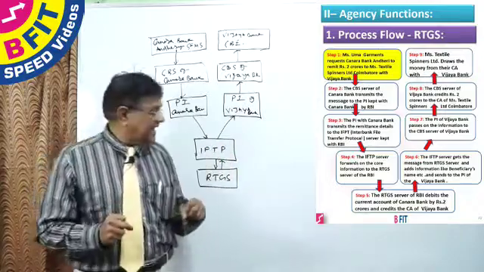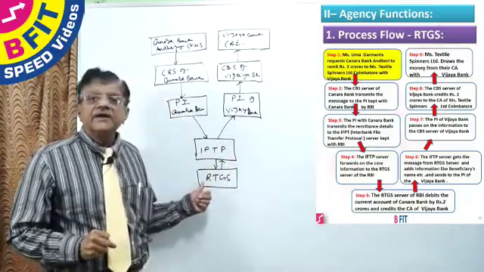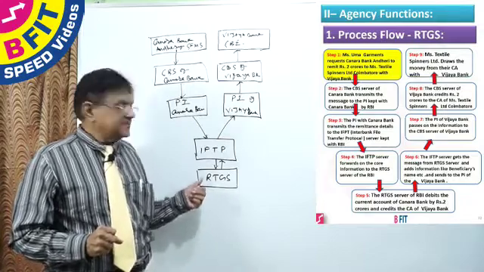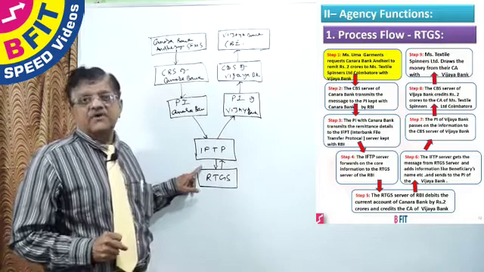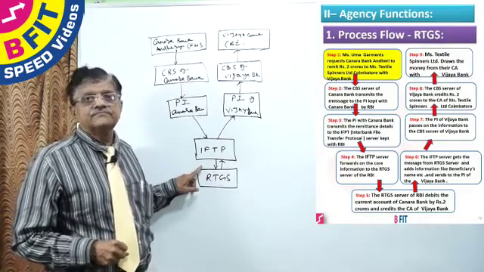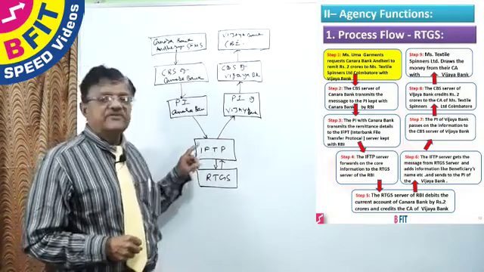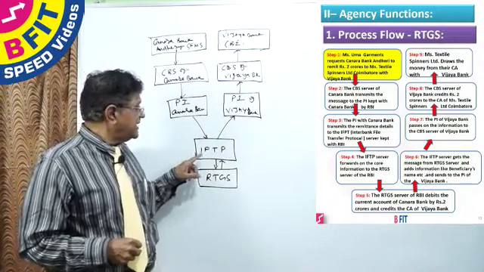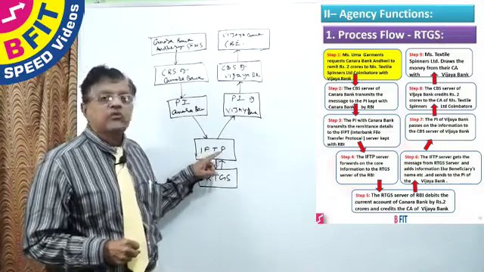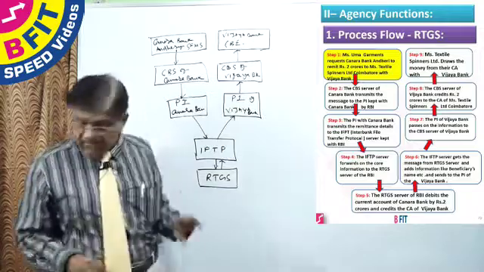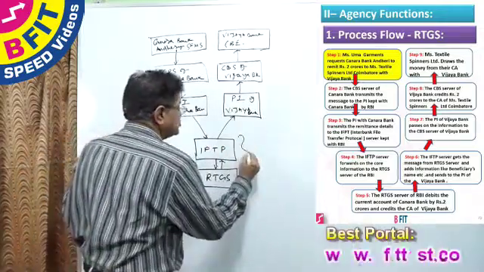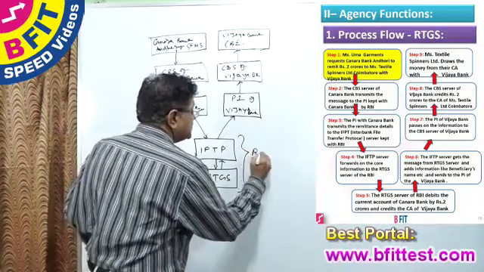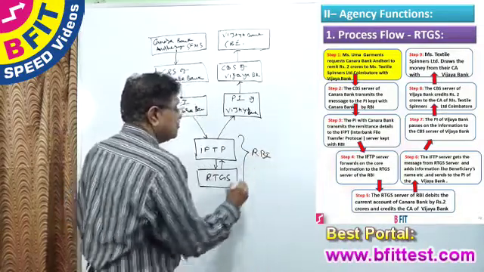Reserve Bank of India has one server called the RTGS server. This RTGS server is connected to another server of Reserve Bank of India, which is called the IFTP server. IFTP means Interbank File Transfer Protocol server. These two servers are with the Reserve Bank of India. Very important point: these two servers are located with RBI Mumbai.